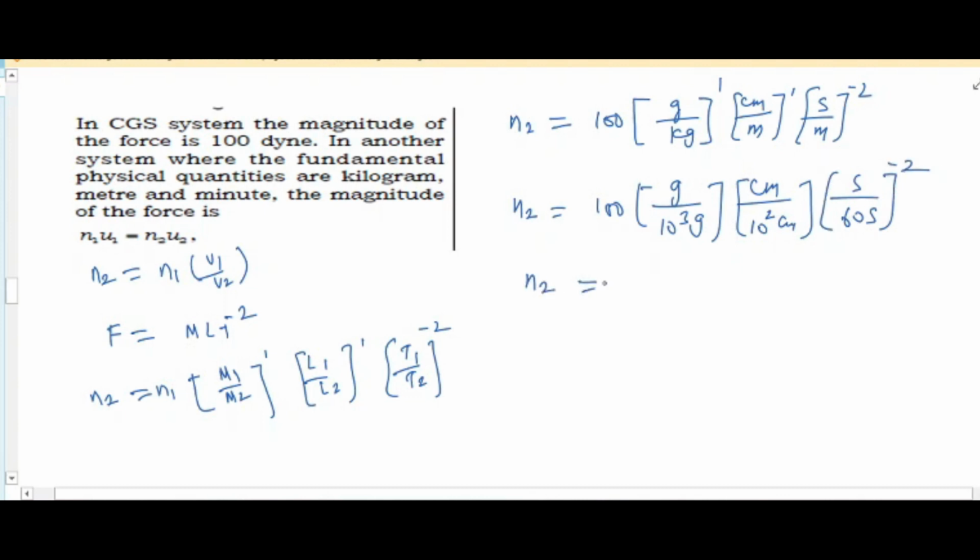Therefore, N2 is equal to 100 by 10 to the power of 5. Here gram and centimeter cancel, and 60 to the power of minus 2 is 3600. This becomes 3.6.